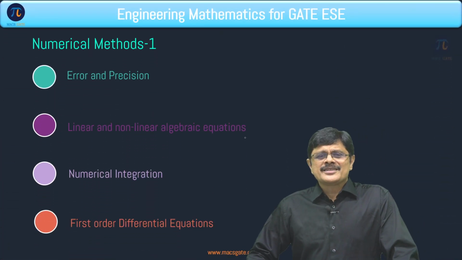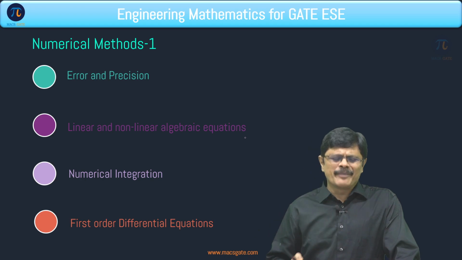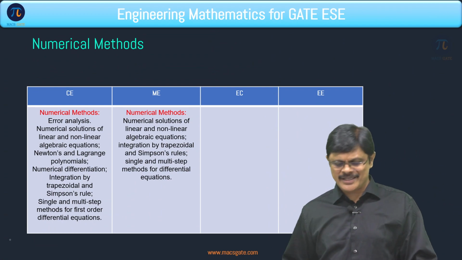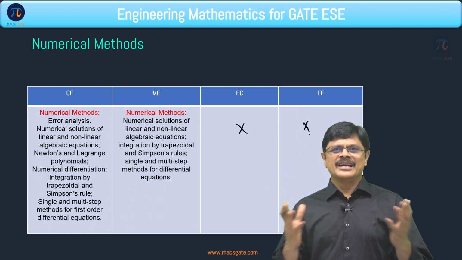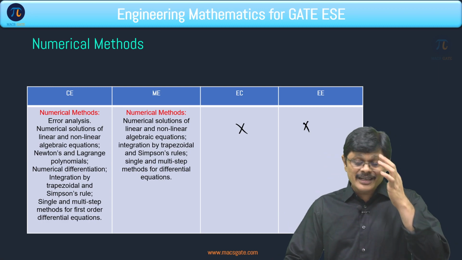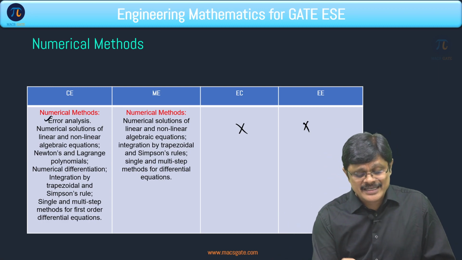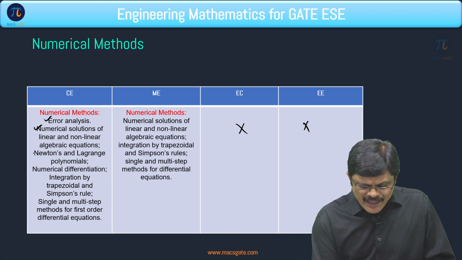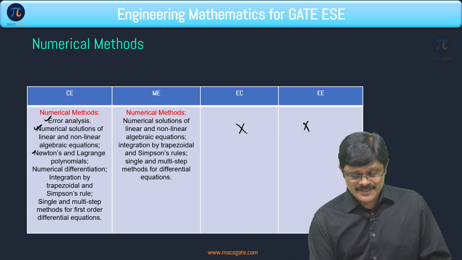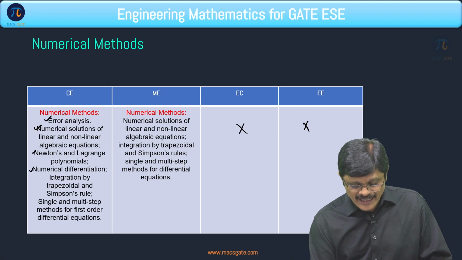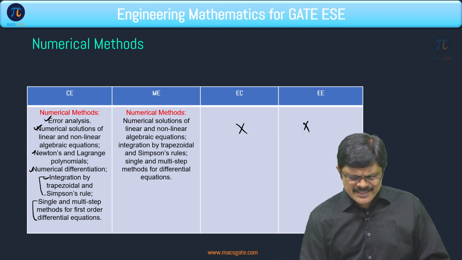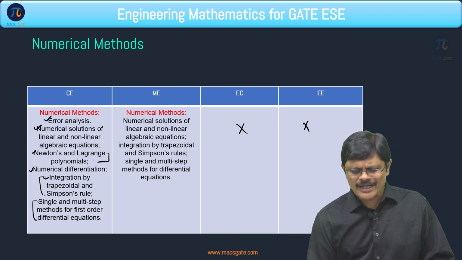Then numerical methods. For many branches, I will just show you that first before actually seeing the topics. For EC and electrical, it is not in the syllabus, whereas for civil we can find more topics like error analysis, numerical solutions to linear, we generally call it algebraic equations, and Newton's and Lagrange's polynomials, numerical differentiation and integration by trapezoidal rule, that is numerical integration, and numerical methods for solving first order differential equations. Newton's and Lagrange's polynomials, we call it interpolation.